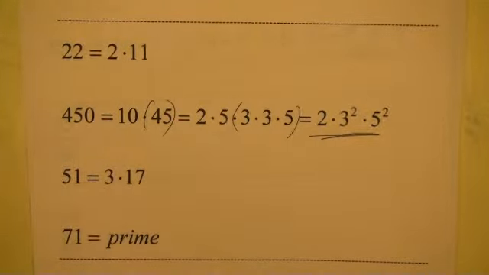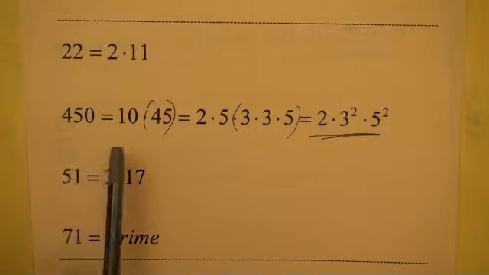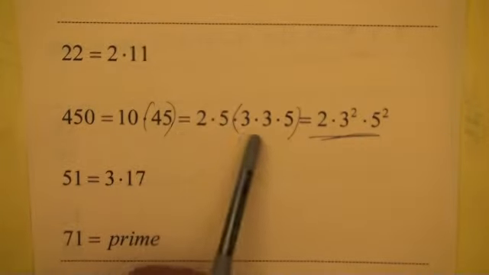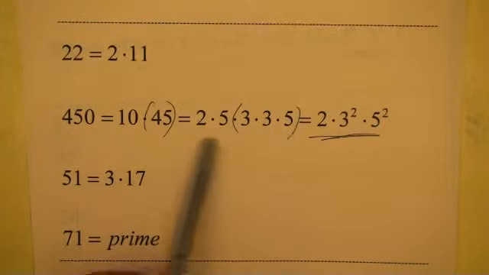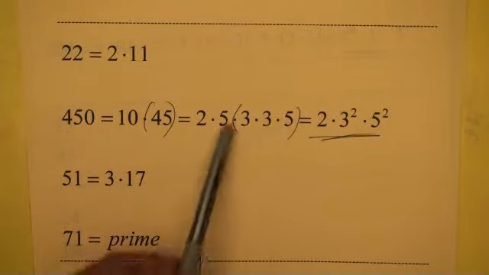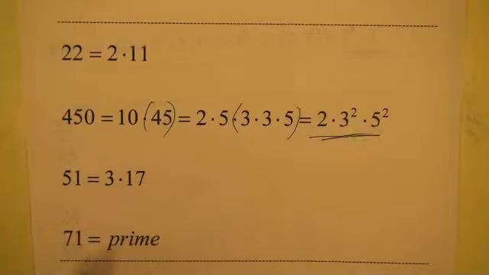There you go. We start off with a product for 450 as 10 times 45. We change the 10 to 2 times 5. There's your primes. Change 45 to 3 times 3 times 5. This is actually a correct product of primes. And then just to make things simpler, we take our 2 3s, put them together, 2 5s, put them together. 2 times 3 squared times 5 squared. There you go.